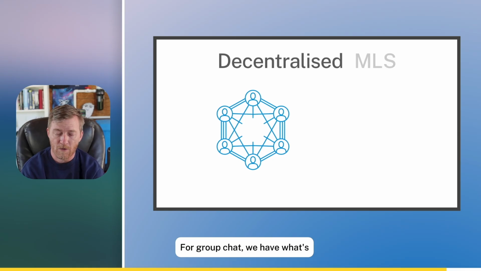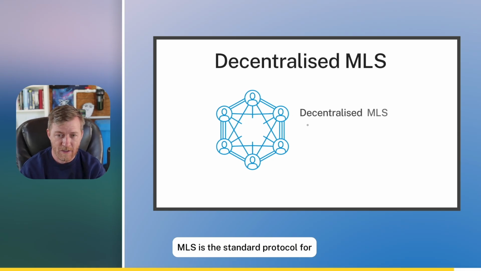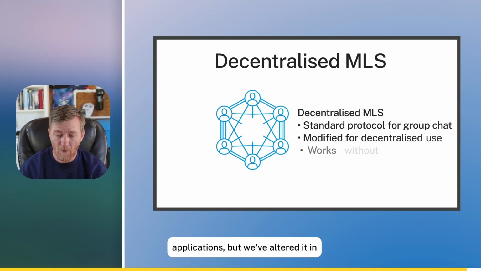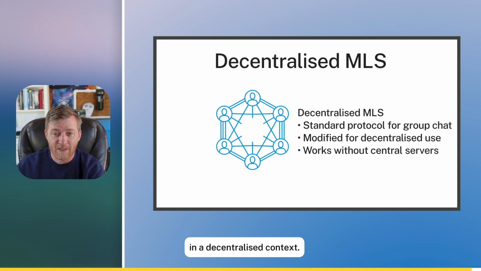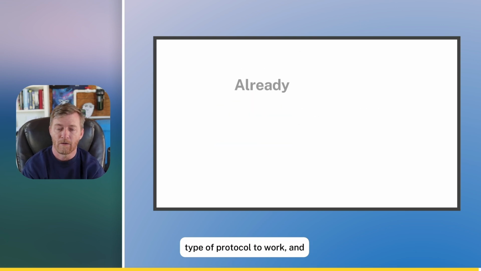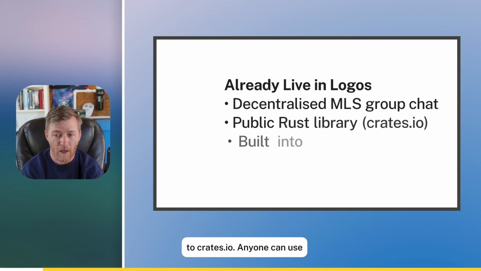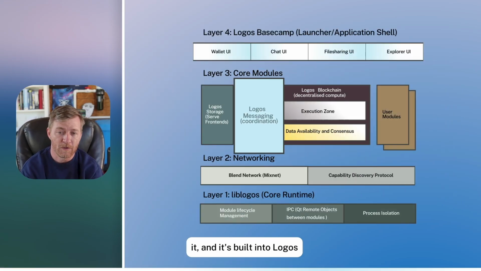For group chat, we have what's called decentralized MLS. MLS is the standard protocol for building group chats in most chat applications, but we've altered it to make it work in a decentralized context. Normally you need central servers for this type of protocol to work. And that's live now. It's a real Rust library published to crates.io. Anyone can use it, and it's built into Logos as well.